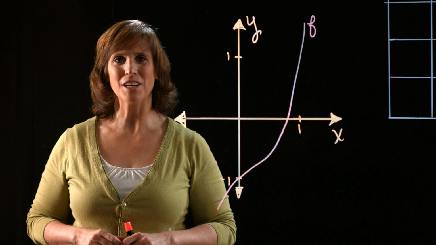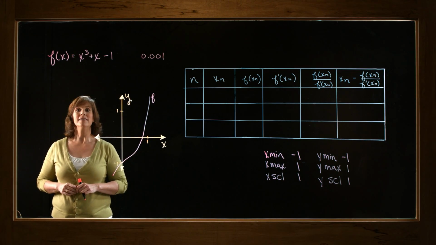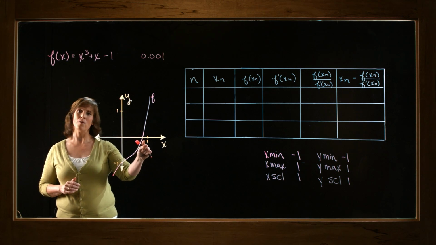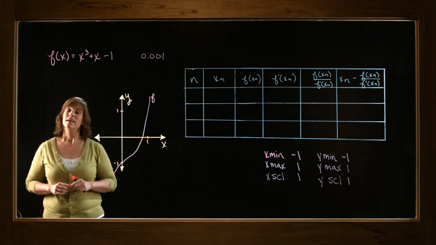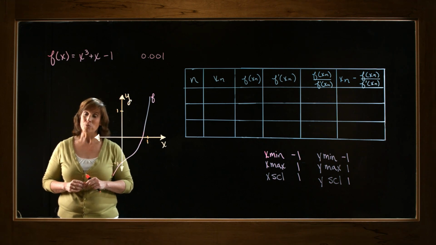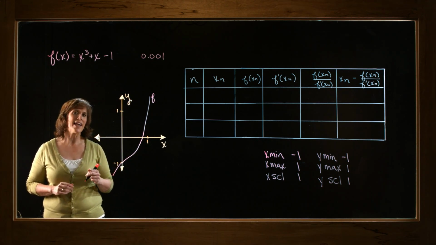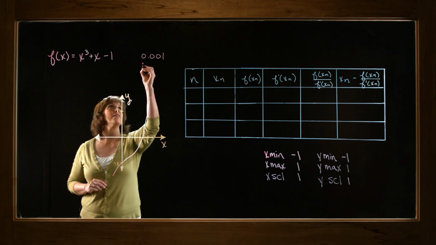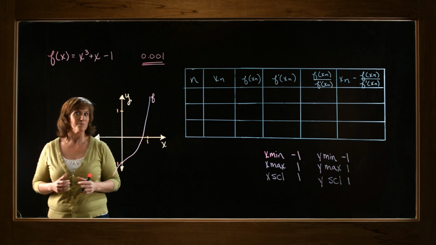Hi, I'm Cheryl Leach. In this problem, we're going to be using Newton's method to help approximate the zero for my function x cubed plus x minus 1. Now, Newton's method is an iterative process, and I'm going to keep repeating iterations until I get two approximations that are less than 0.001 apart.